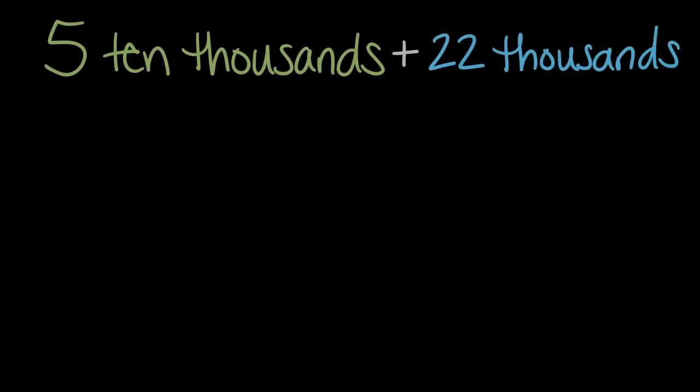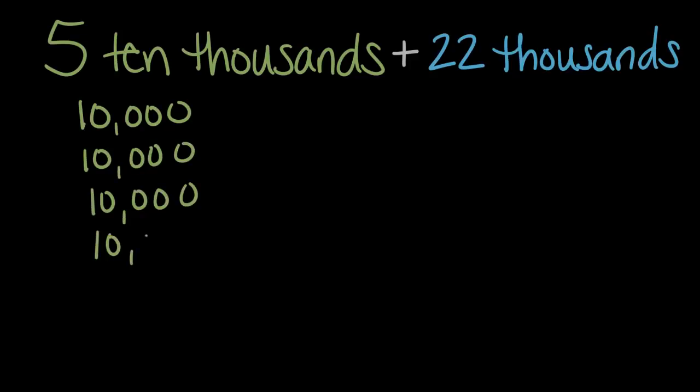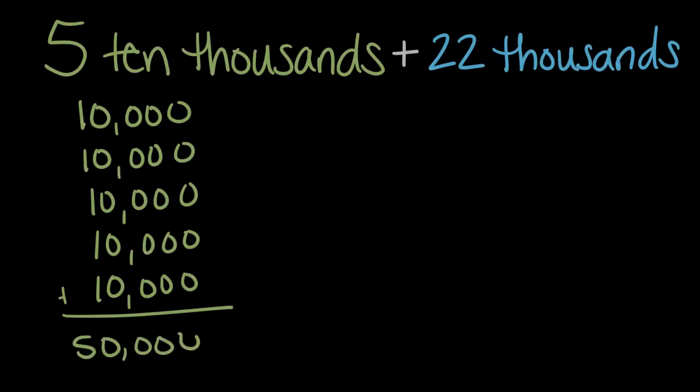Here's one more. We have 5 10,000s plus 22 thousands. So 2 ways again we could try to solve this. One, we could think about what are 5 10,000s. If we had 10,000 5 times, another 10,000, another, that's 3, 4 10,000s, and 5 10,000s, that would be a total of 50,000. 10,000, 20, 30, 40, 50,000. So 5 10,000s is 50,000.